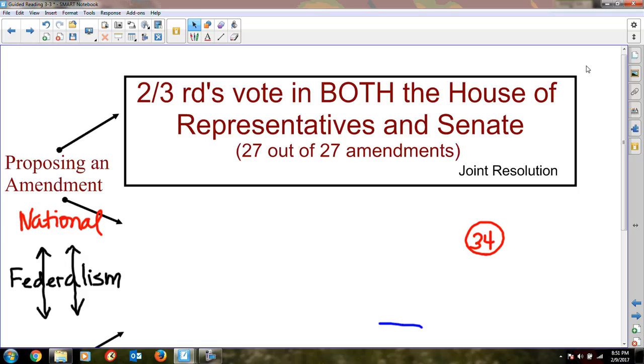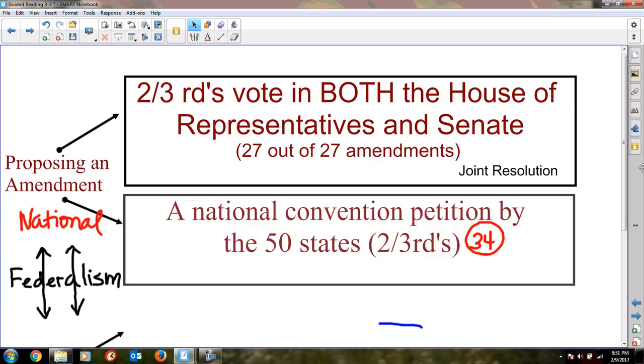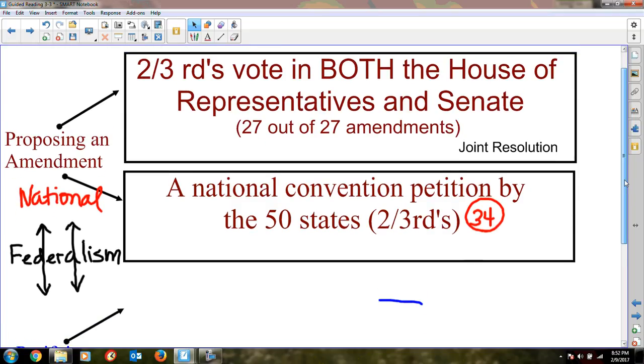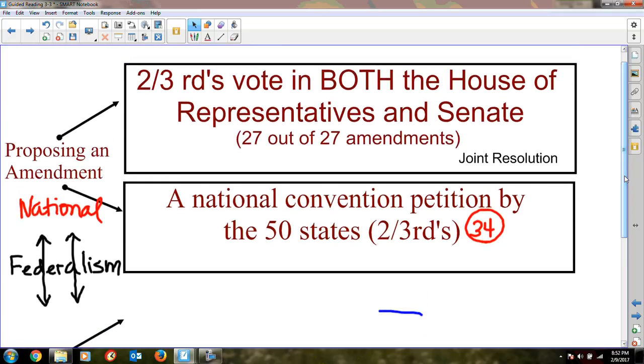Notice that this is the only process that has been used. There are 2 processes mentioned in the Constitution, but this is the only one that has ever been used. 27 out of the 27 amendments have used it. Well, what's the other way? Well, it's a national convention that is called for by 2/3 of the states. And right now that magic number is 34.